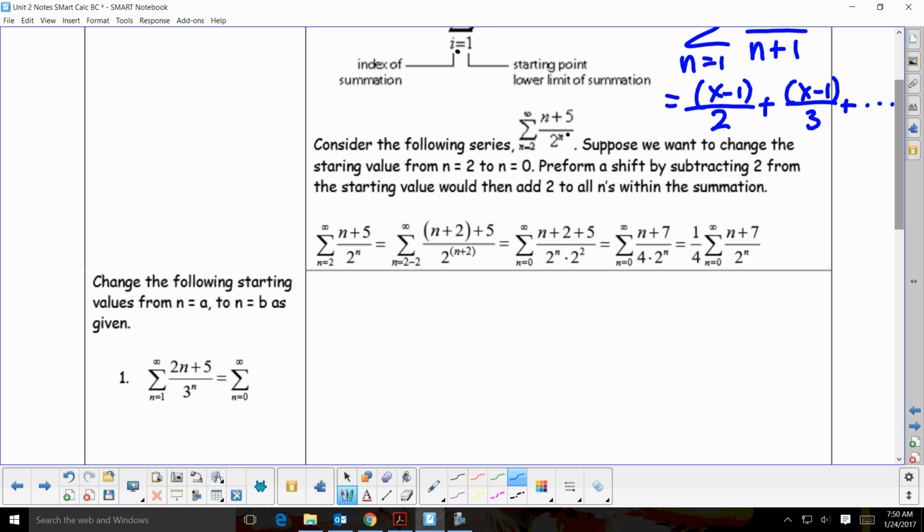So we need to think through, if I start at 2 here and I want to get to 0, I'm basically subtracting 2 to get it to 0, yes? So if I subtract 2 here, I kind of have to do the opposite, and everywhere I saw an n, I'm going to have to add 2 in parentheses, okay? So use parentheses when you are putting in the n plus 2. And then I could simplify it down.